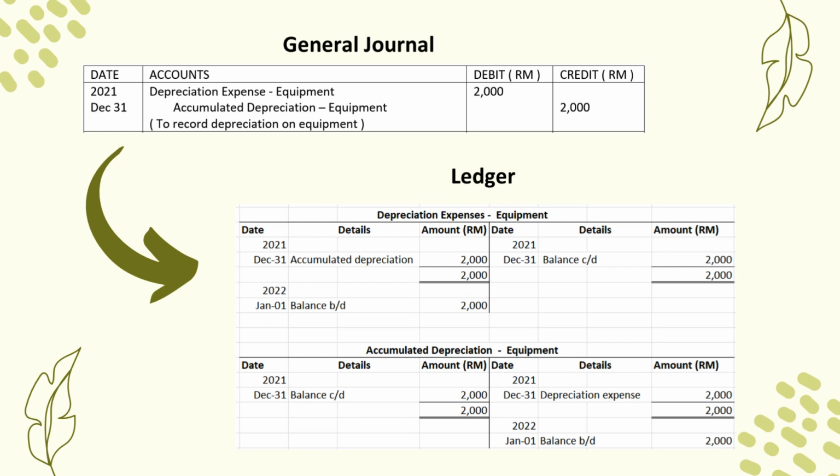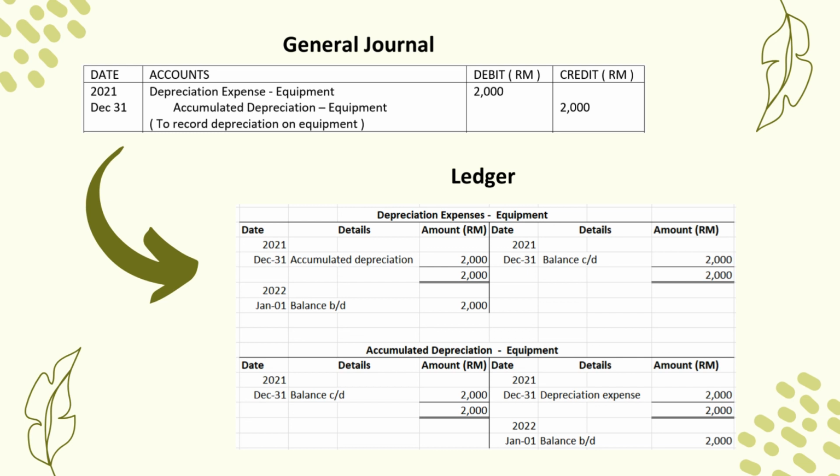So now we have two ledger accounts, which are depreciation expenses equipment and accumulated depreciation equipment. So we go to the depreciation expenses. For the debit side, we start with accumulated depreciation 2,000 ringgit, and the credit side we have balance carried down 2,000 ringgit, and we balance it at 2,000 ringgit. Now for 2022 we open the balance brought down for January 1st, 2,000 ringgit.